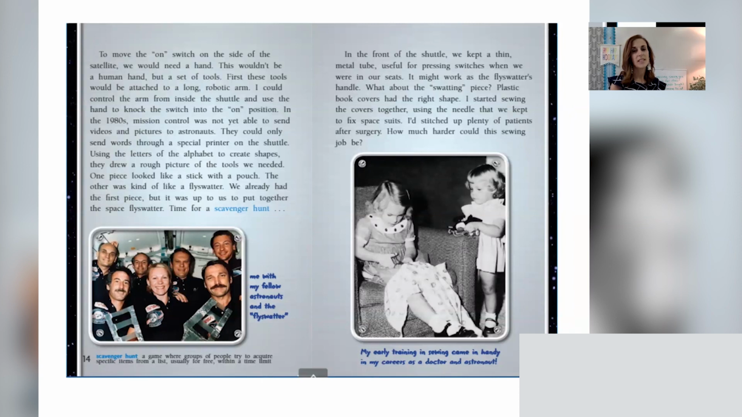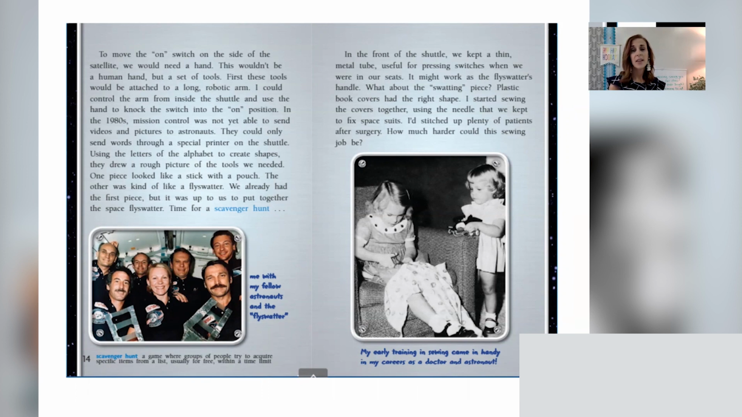On page 15, it says, "In the front of the shuttle, we kept a thin metal tube useful for pressing switches when we were in our seats. It might work as the fly swatter's handle." What about the swatting piece? Plastic book covers had the right shape.